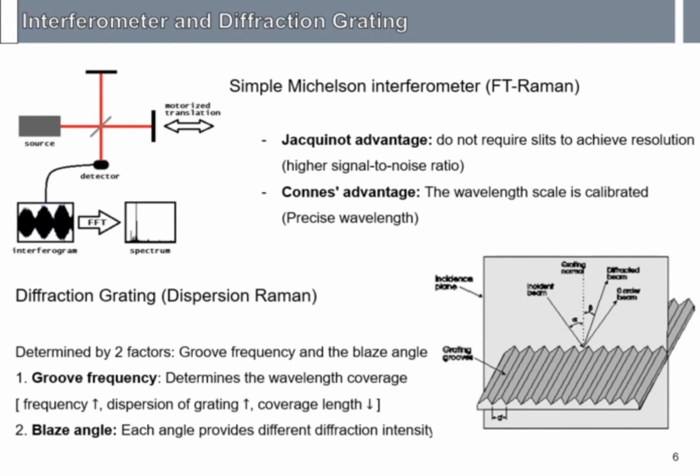The next one is the diffraction grating, which we use in dispersive Raman. It is determined by two factors of the grating: first the groove frequency, and second the blaze angle. The groove frequency determines the wavelength coverage. If the groove frequency increases, the coverage of the wavelength will be reduced. The blaze angle is the second factor, where each angle can provide different diffraction intensity.